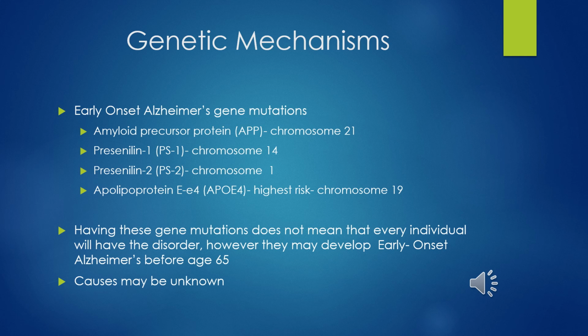APOE4, discovered in 1993, is known to have the highest increased risk of having early onset Alzheimer's disease. It is found on chromosome 19. But it's important to keep in mind that having these gene mutations doesn't mean that every individual will have this disorder. However, they may develop early onset Alzheimer's before age 65. Sometimes, the cause for this disease may be unknown as well, and that's what is so troublesome about it.